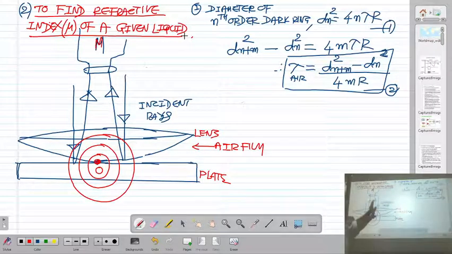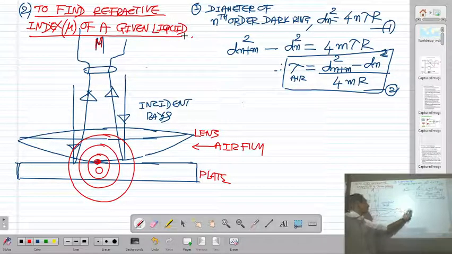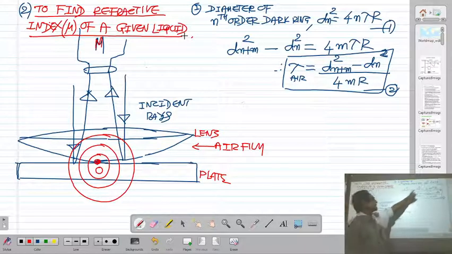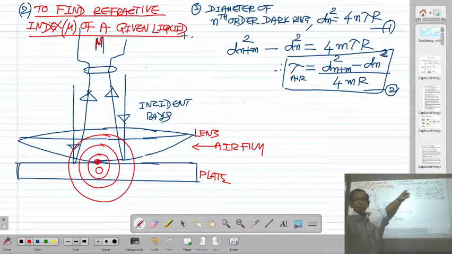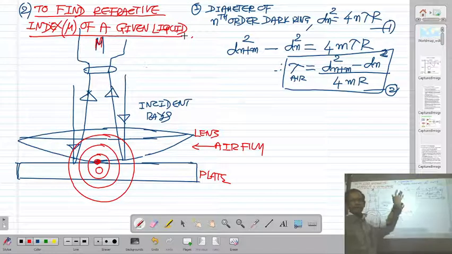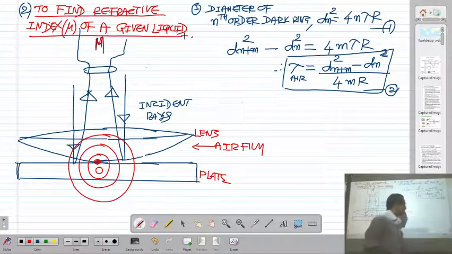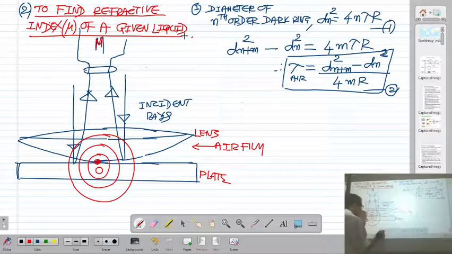Okay, so you know the experiment in air film. When there is an air film between lens and plate, Dn is the diameter of nth order dark ring, Dn+m is the diameter of n plus mth order dark ring, and the wavelength of light is given by this equation, right? So I just repeat.